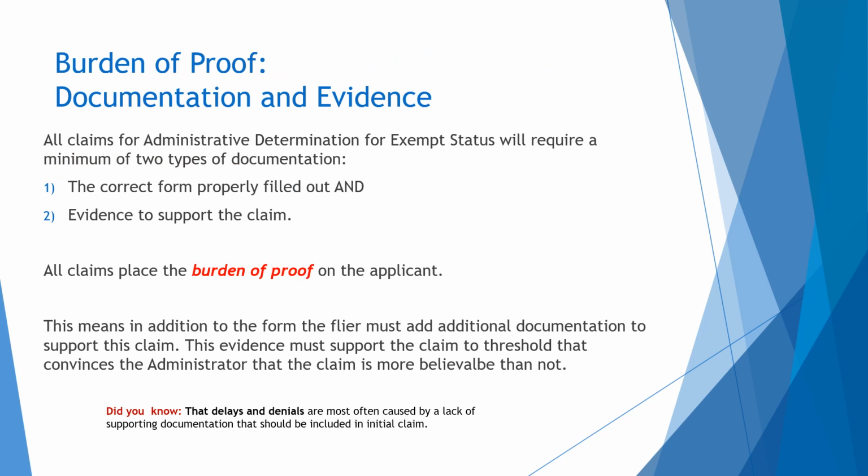All claims for administrative determination of exempt status will require a minimum of 2 types of documentation: the correct and properly filled out form, which we just discussed, and evidence to support that claim. All claims place the burden of proof on the applicant. This means that in addition to the form, the applicant must add additional documentation to support this claim. This evidence must support the claim to the threshold that it convinces the administrator that the claim is more believable than not. Most denials and delays are due to lack of proper supporting documentation.